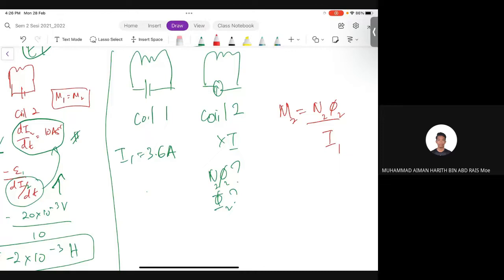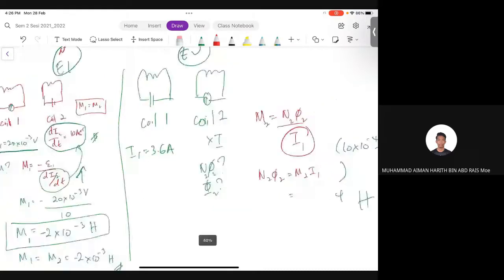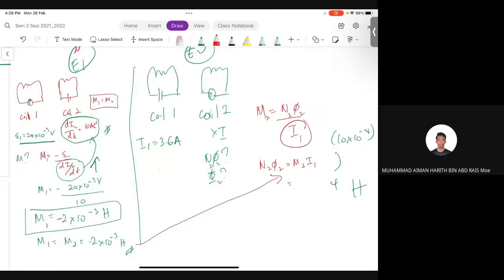Sebab mutual inductance adalah proses the induced EMF terhasil due to the change of current in another coil. Mesti I orang sebelah, tak boleh I dia. So N phi 2 saya nak cari, dia akan sama dengan M I1. You boleh guna M tadi, kenapa? Because you don't change anything, mutual inductance dia masih sama.